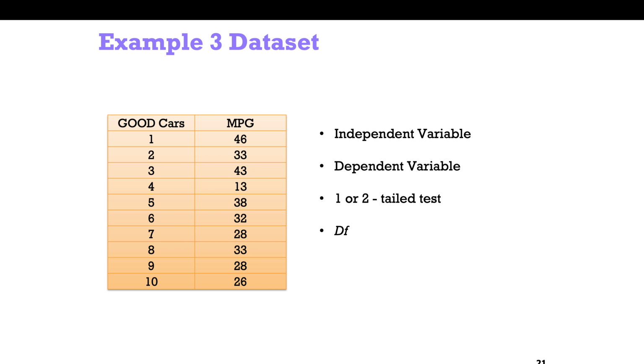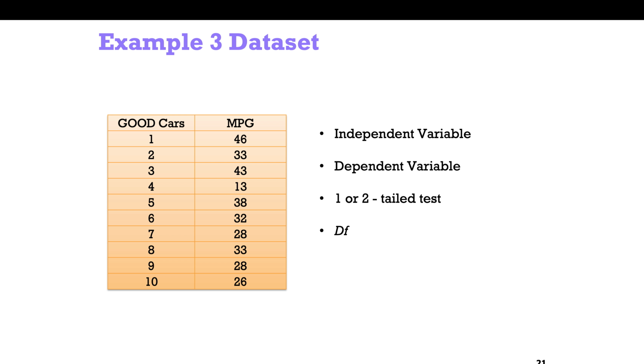Here's our data set. So we can see that our 10 cars got 46, 33, 43, 13, 38, 32, 28, 33, 28, and 26 miles per gallon on their 500-mile highway test. Our independent variable is going to be whether they were in the sample or in the population. So all of these are going to be in the sample. Our dependent variable is miles per gallon. How many miles per gallon did they get on their 500-mile highway drive?